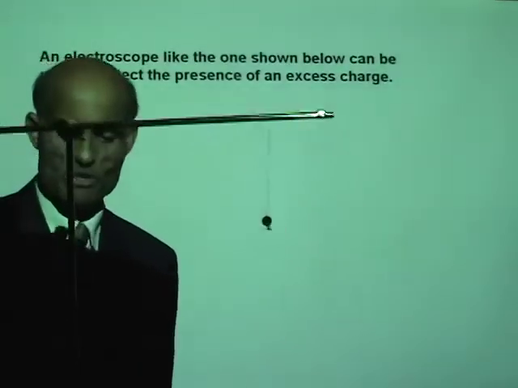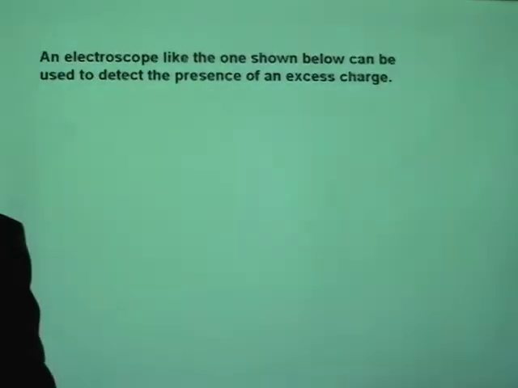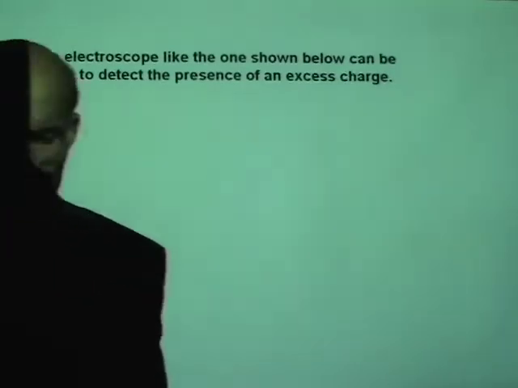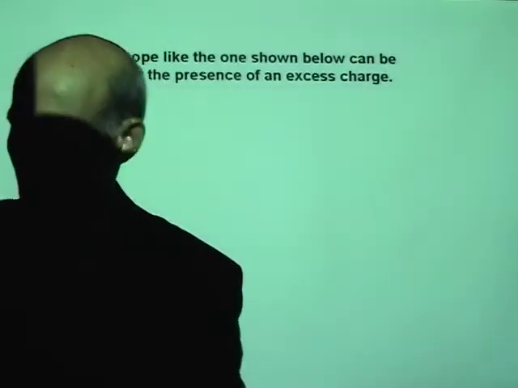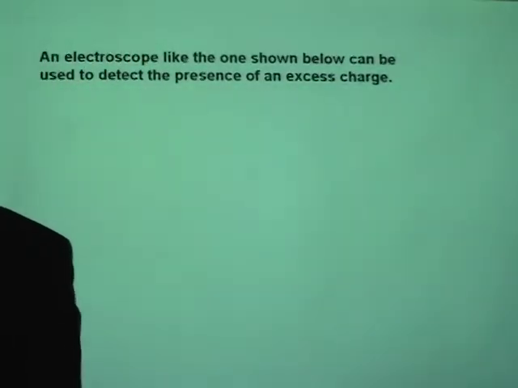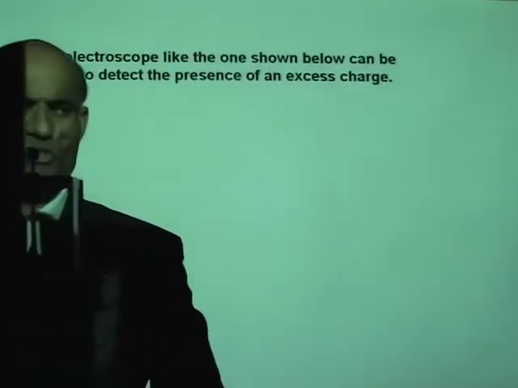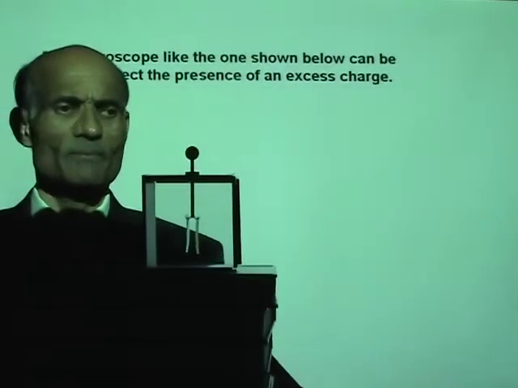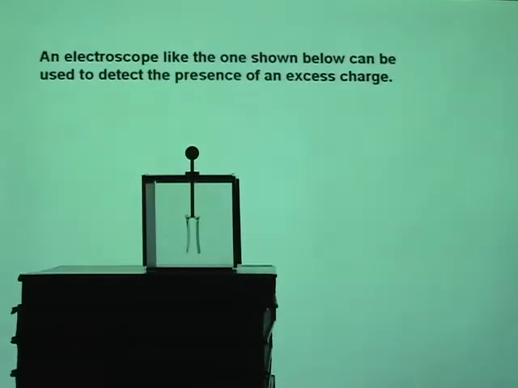Okay, now let me show you an electroscope. I have a small model here, and it looks like this. Let's see if I can show this to you. Now, that is my model. This is the platform that is conducting, that is the stem, it goes down, and those are the leaves.